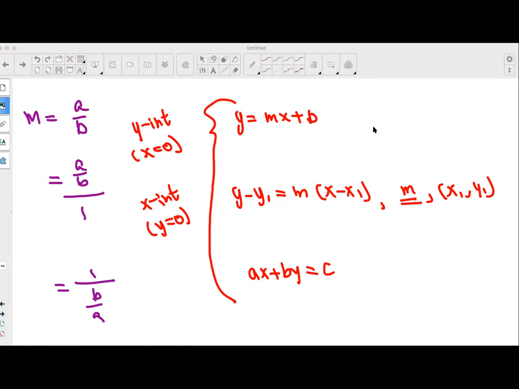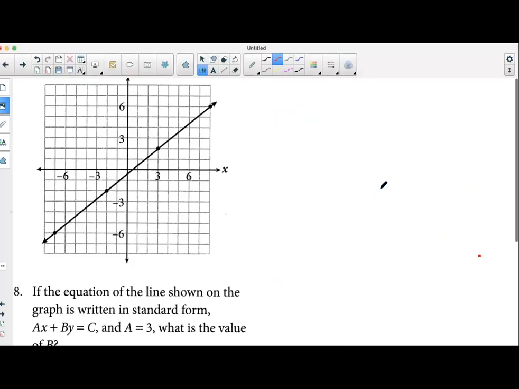Not this one first, maybe something else. How about this one, guys?